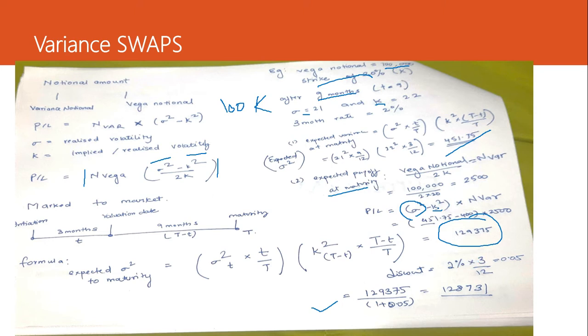You simply discount it by the remaining period. How much period is remaining? So 9 months have expired. Out of 12, 3 months is remaining. So this is a proportionate interest rate, and you just discount the swap notional at 1.05. So you get this value.